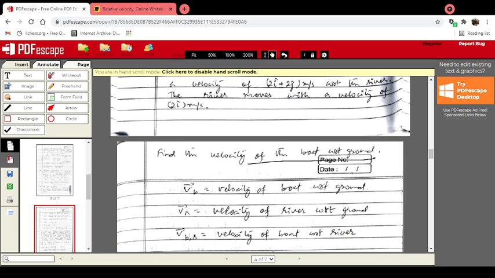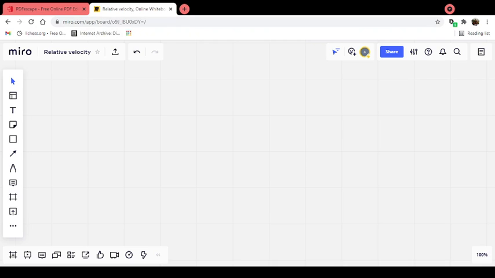We are given this notation: velocity of boat with respect to ground, we can represent by Vb. Velocity of river with respect to ground can be represented by Vr, and velocity of boat with respect to river can be represented by Vbr. So we can say that velocity of boat with respect to river would be velocity of boat minus velocity of river.